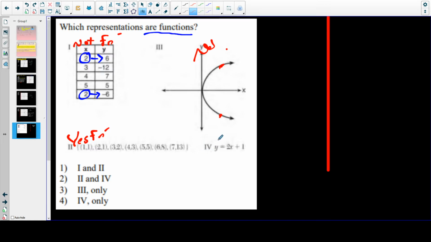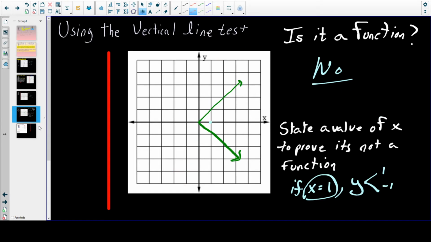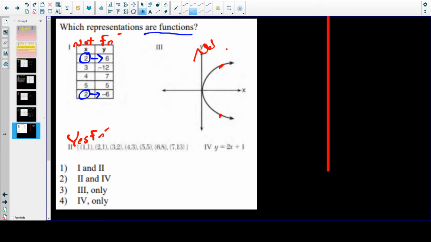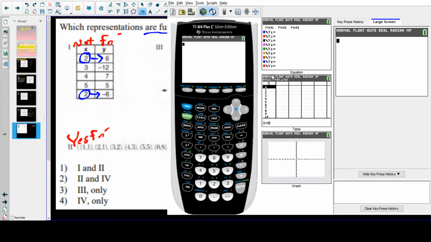Now, y equals 2x plus 1. There are a couple of ways to do this. Number 1, you can graph it by hand, but that's going to take a long time. Number 2, you can recognize that this is a linear function, which happens to be something that looks similar to this. It's a line. Or the last thing you can do is use your graphing calculator and then use the vertical line test. So a very easy way to do this.